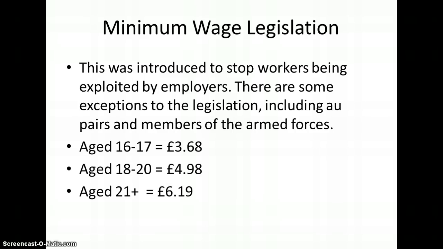These are the current figures. So if you're aged 16 to 17, you should be paid a minimum of £3.68. 18 to 20-year-olds, £4.98. And if you're over 21, you must be paid a minimum of £6.19 an hour. Now, it is a minimum wage, so the business can pay more than that. And most good businesses will pay more than that. But as a minimum, you have to pay that. And the government does it because they argue it then provides a minimum standard of living for everyone.